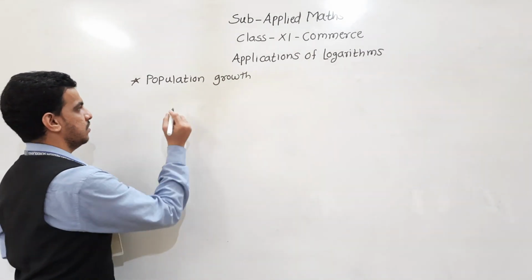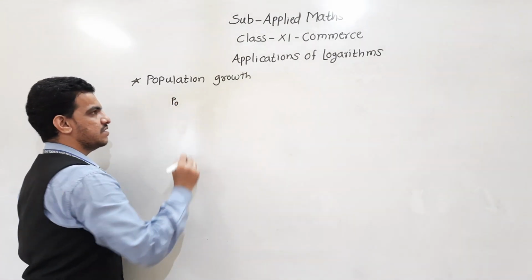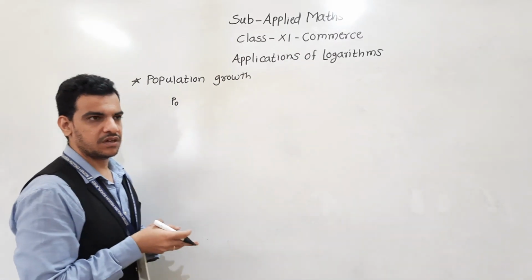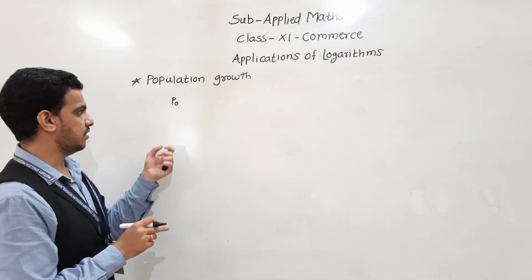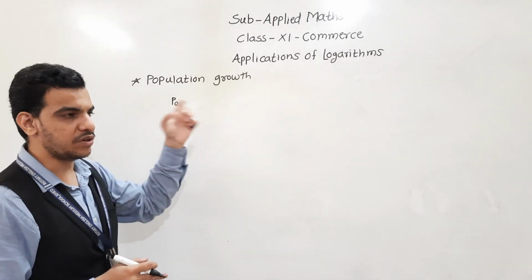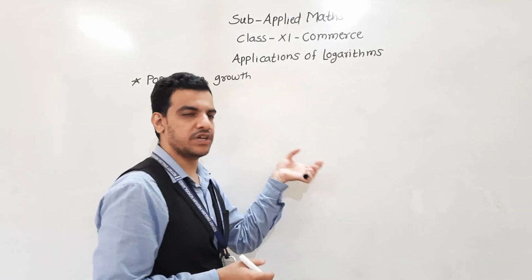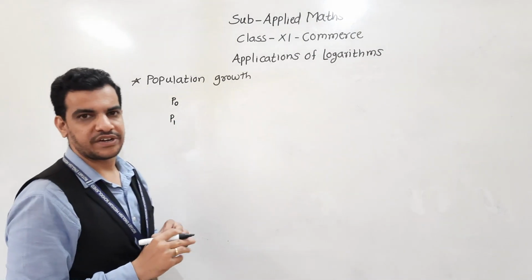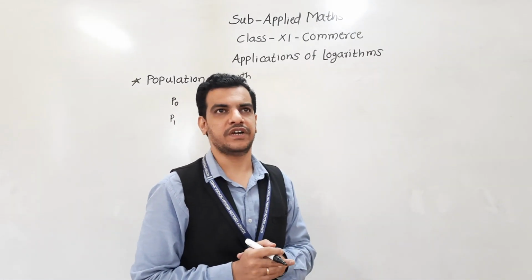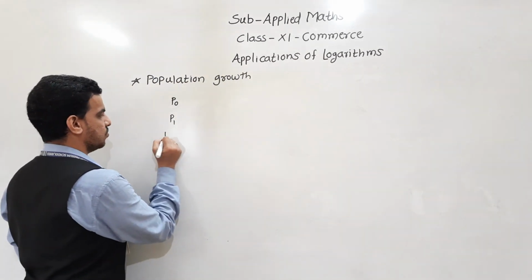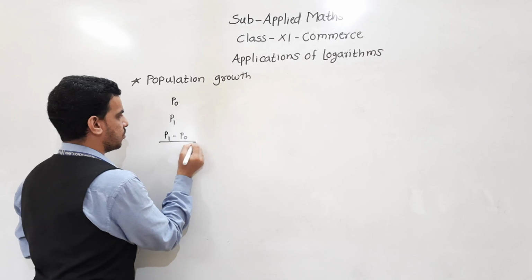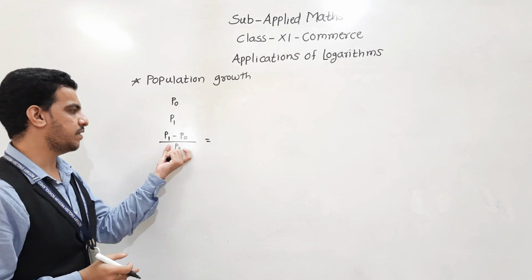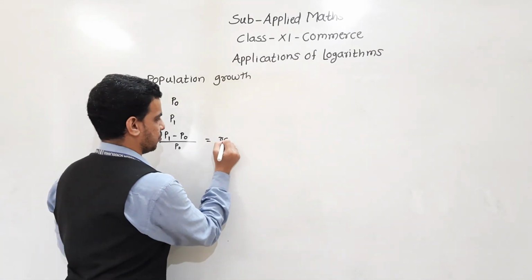Suppose we consider P0 as the initial population, when we count that population at that year. Over a period of time, suppose it is 1 year, that population is P1. So the rate of growth in population, how to find it, is (P1 minus P0) upon P0. How much the population increases divided by the original, that is the rate of growth.